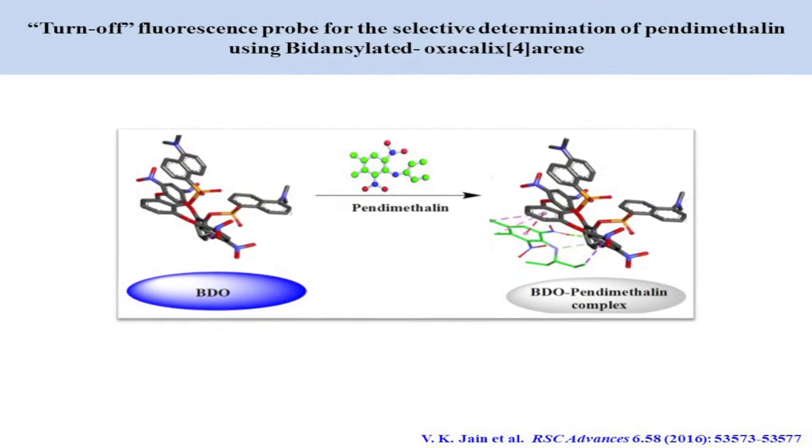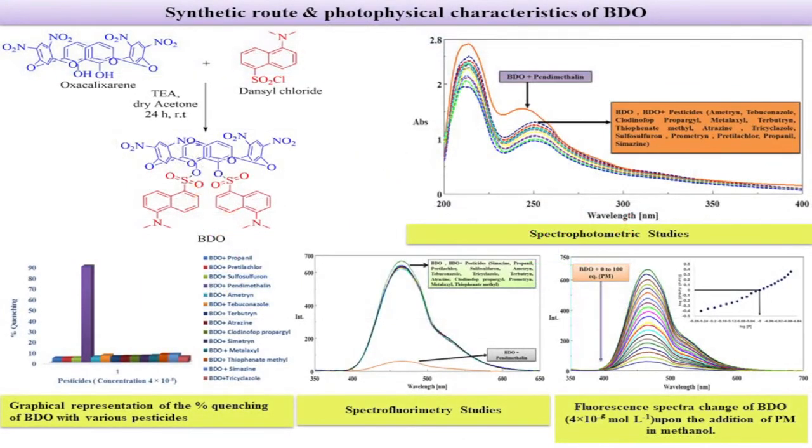Now, this another platform is a bidansylated oxacalixarene. This is the dansyl chloride, which has been appended to this oxacalixarene, and it is fluorescent in nature. But among so many pesticides, it senses only pendimethalin by means of fluorescence quenching. More than 90% fluorescence quenching takes place when we add pendimethalin, and the rest of the pesticides do not show any quenching with the bidansylated oxacalixarene.